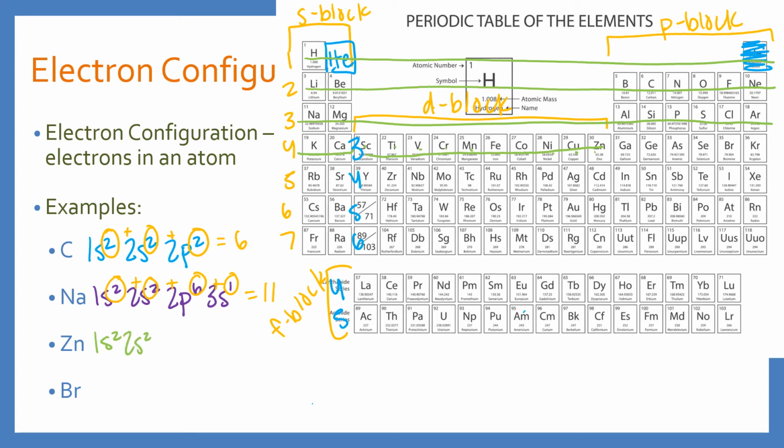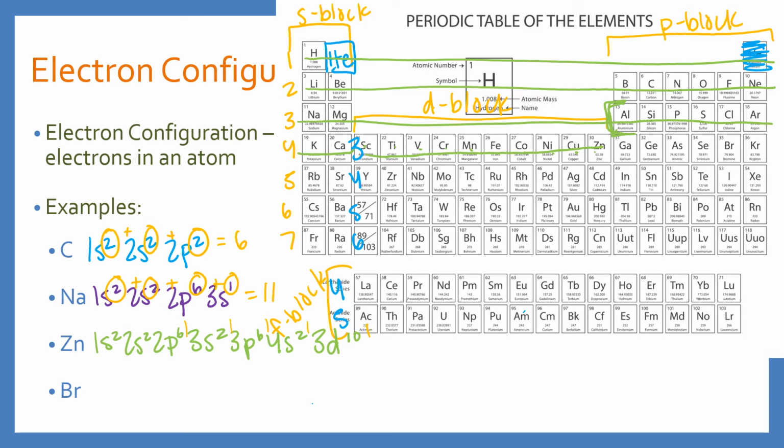1s2, 2s2, 2p6, 3s2, and then remember we're still hopping over here to the p block. 3p6, 4s2, 3d10. So if we add all these up, it should equal 30, which is the atomic number of zinc. So 2 plus 2 plus 6, that gives us 10, 12, 18, 20, 30. So that adds up.